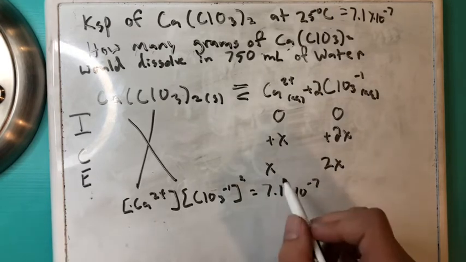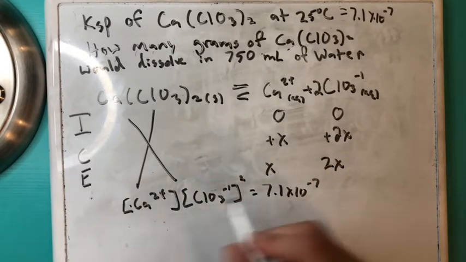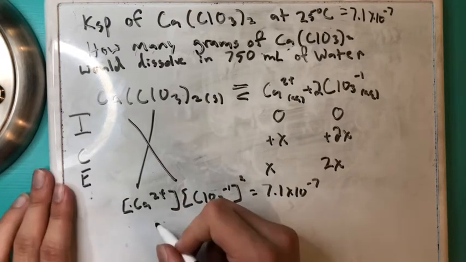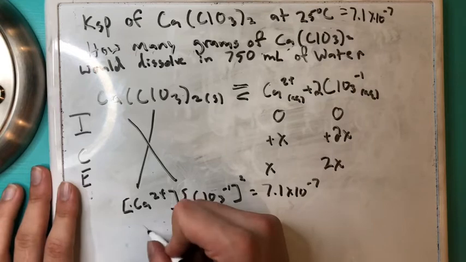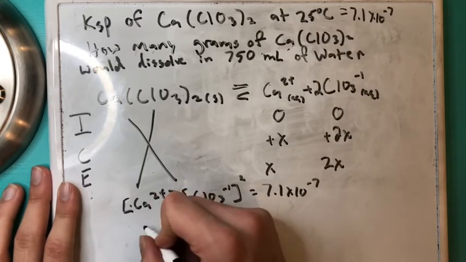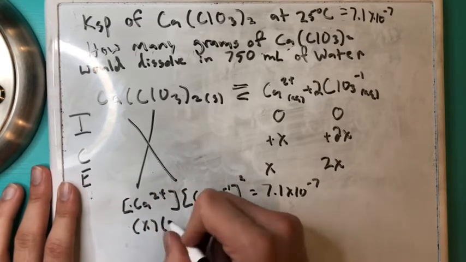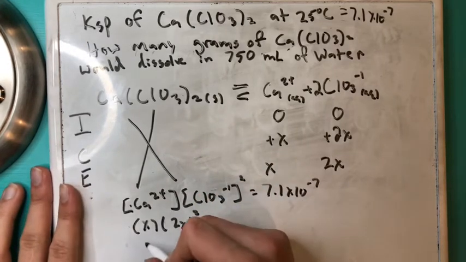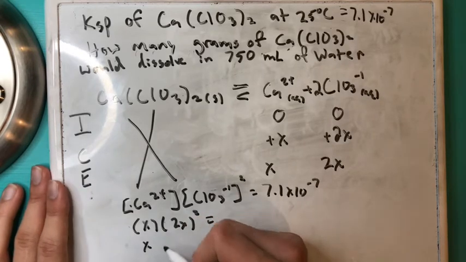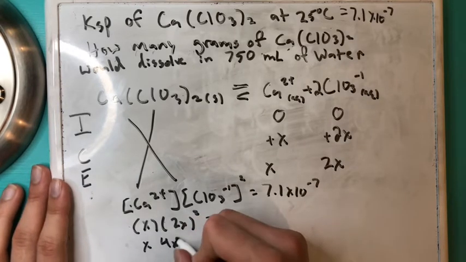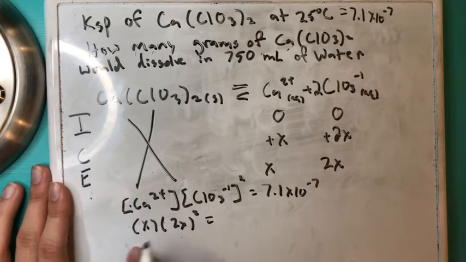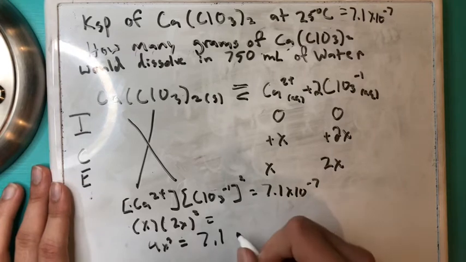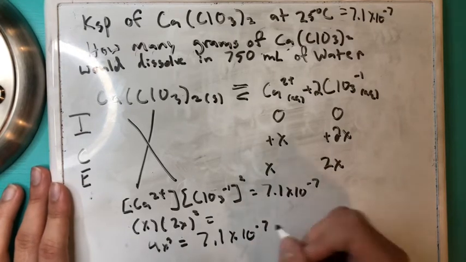From here, we plug in the X for where the calcium is, and the 2X for where the chlorate ion is. And this is obviously the same as the last one we did, kind of. So we just get X times 2X squared equals that, but I'm not going to write it out. So we get X times 4X squared, or we can just simplify this to 4X cubed equals the 7.1 times 10 to the -7th.